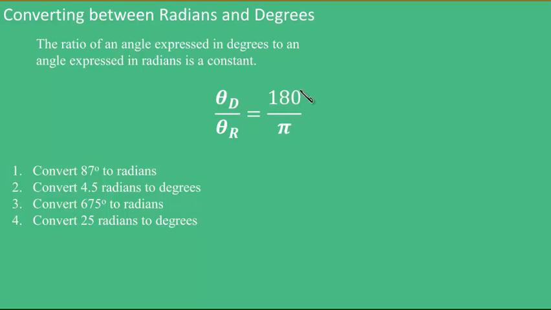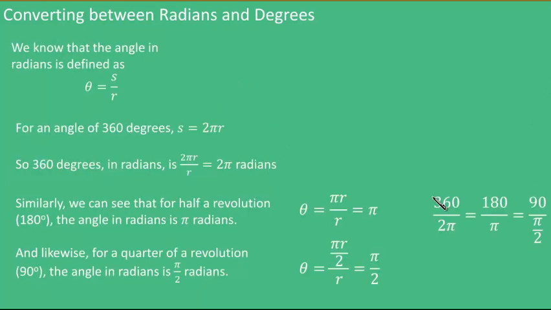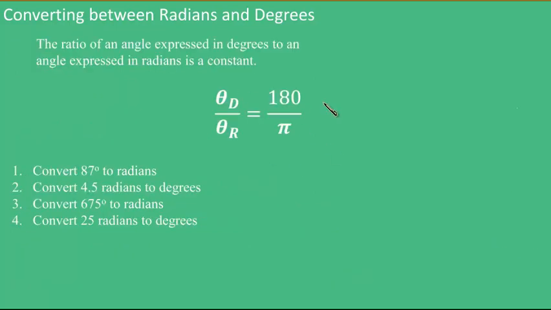Now this is not the only expression we could use. We could say 360 over 2 pi. We could also say 90 over pi over 2. But I think this is the most convenient and simplest to write. So let's look back here, we could say the angle in degrees over the angle in radians is equal to this, or this, or this, because they're all the same. Of these three, which do you think is nicer to work with? I would say this one. So that's what we have here.